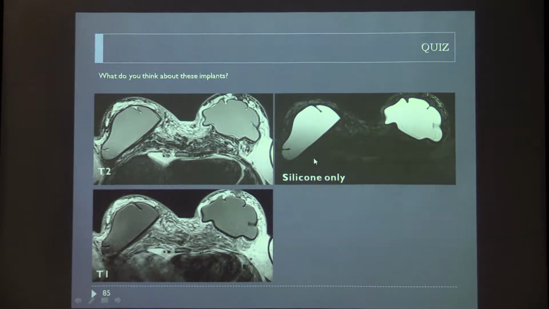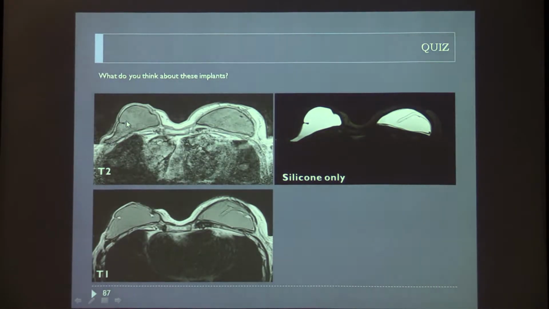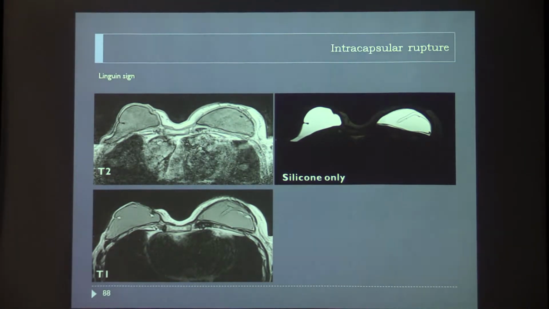Here you have an example of a normal implant with radial folds. It's normal to have this kind of image. It's also normal to have some droplets around the implant. This is completely normal. But don't classify that as BI-RADS 2. The breast is BI-RADS 1, normal, and the prostheses are also normal. Here you have an example, we have already seen that, of the linguine sign, which is a sign of intracapsular rupture of the implant.